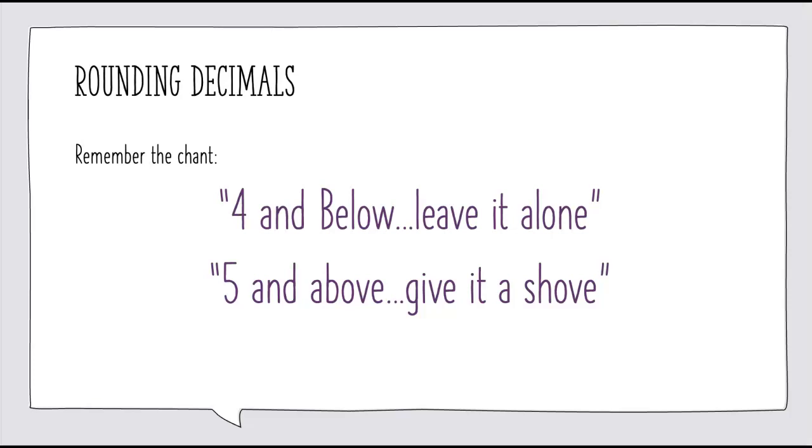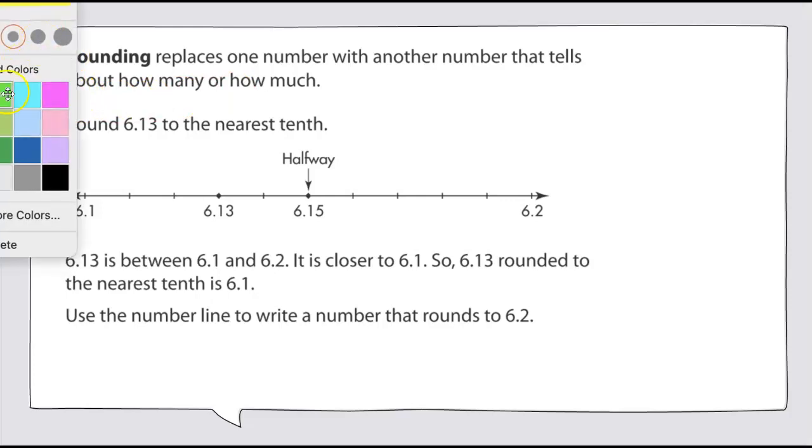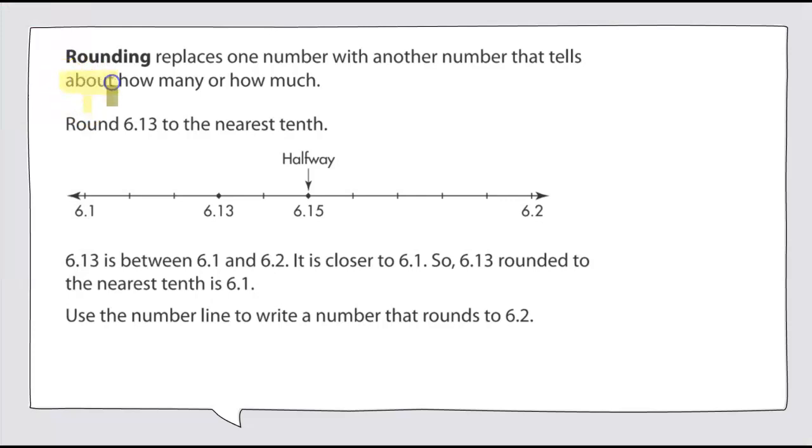All right, so now we're going to move into rounding decimals. Like I said, I may have to stop the video and do a part 2, but we are going to round decimals. All right, so let's remember that chant. 4 and below, leave it alone. 5 and above, give it a shove. Okay, so when we're doing this, rounding replaces one number with another number that tells about. This is a key word right here when we're rounding, this word about. About how many is an estimation, or about how much.